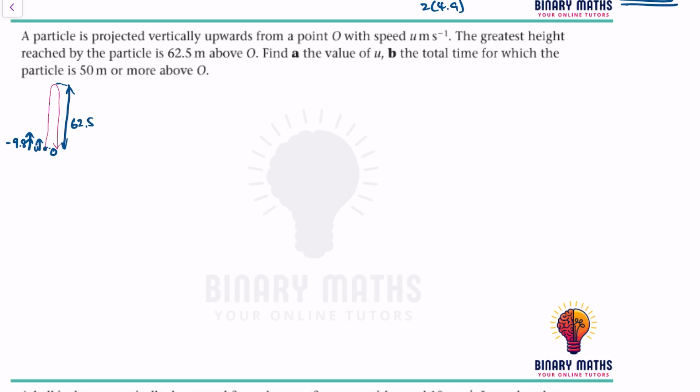So to find the value at u, we need to find the journey from O to the maximum point where velocity is equal to 0. So that means from O to maximum height.